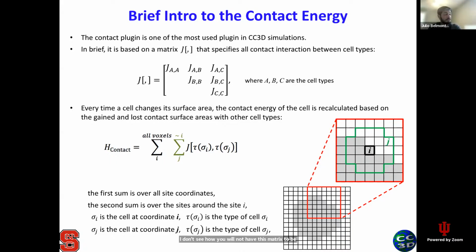Okay, but it is symmetric. So when you describe them, you can omit these ones because A and B and B and A is the same thing. Okay. So in this case here, we have three cell types: cell A, cell B, and cell C. Okay, these are cell types, not cells. Then you have these 9 possible configurations.